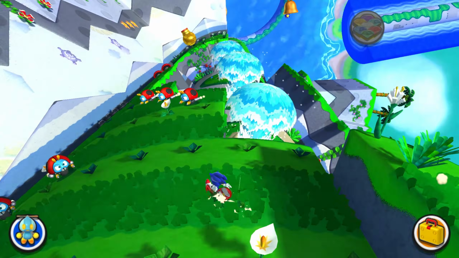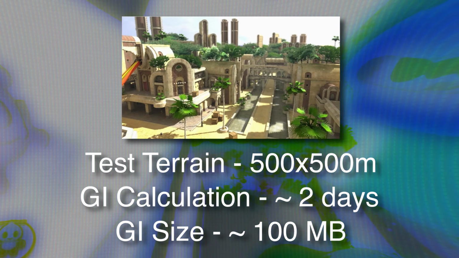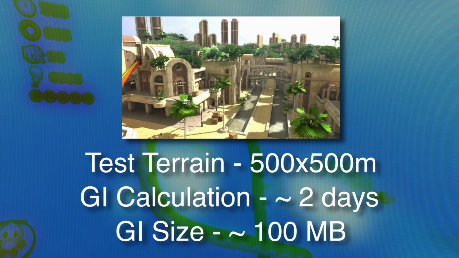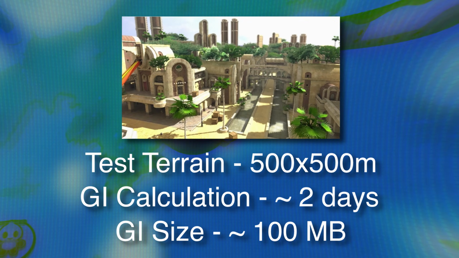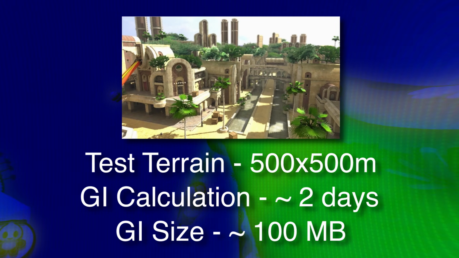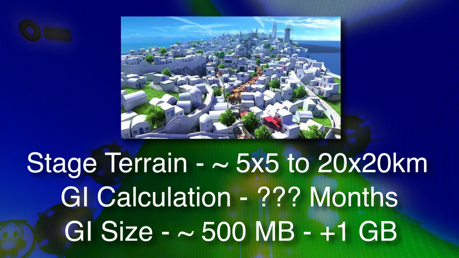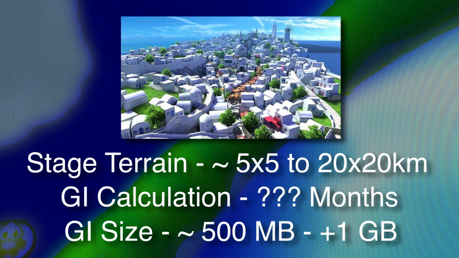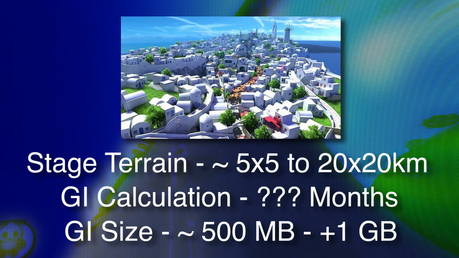Now this still looks like a lot to render, and it was. The test terrain Shamar subworld was 500 by 500 meters in area, having a GI calculation time of 2 entire days and GI texture data that amounted to 100 megabytes. This might not seem a lot, but you have to consider that an entire stage ranges from 5 to 20 kilometers, which would make the GI textures fluctuate from several hundred megabytes to at least 1 gigabyte, with the computation time amounting to several months.